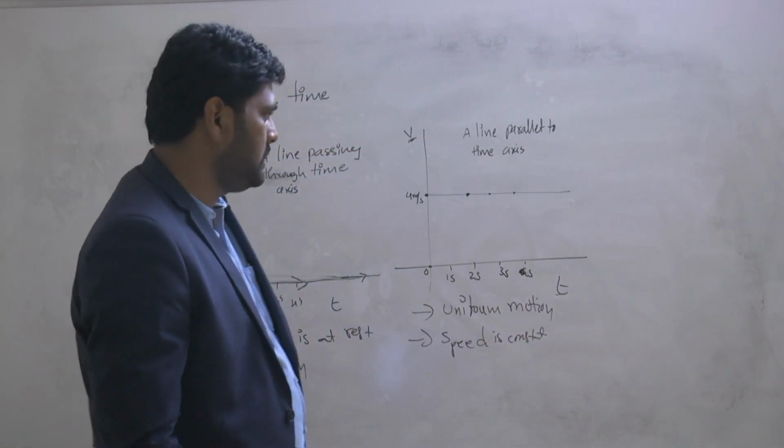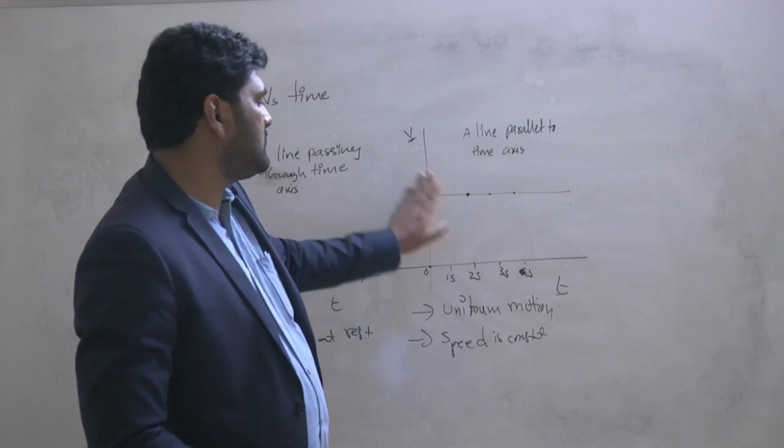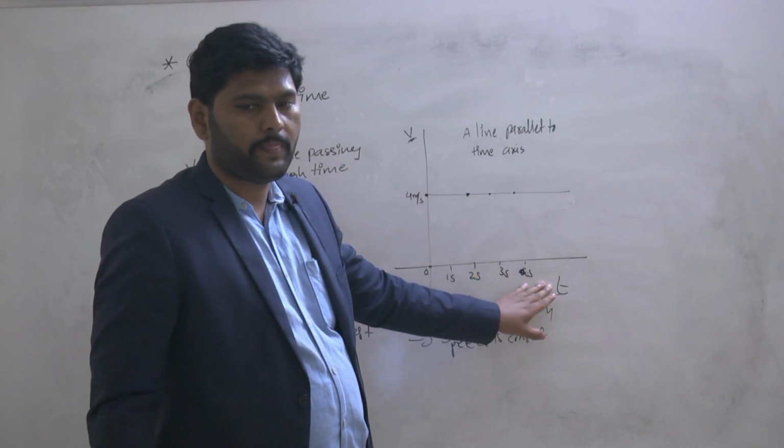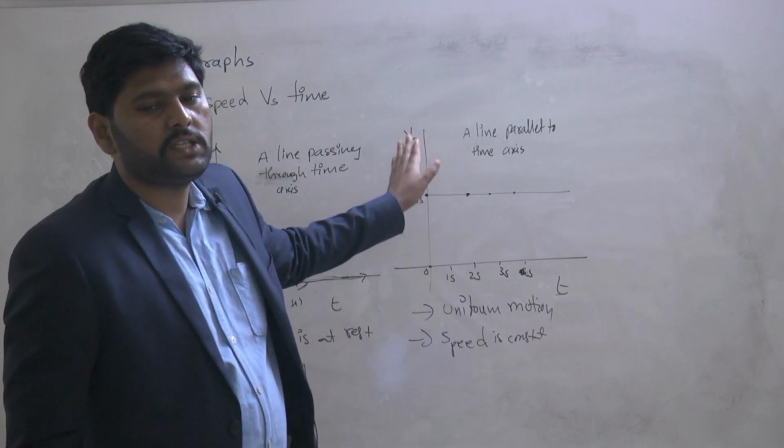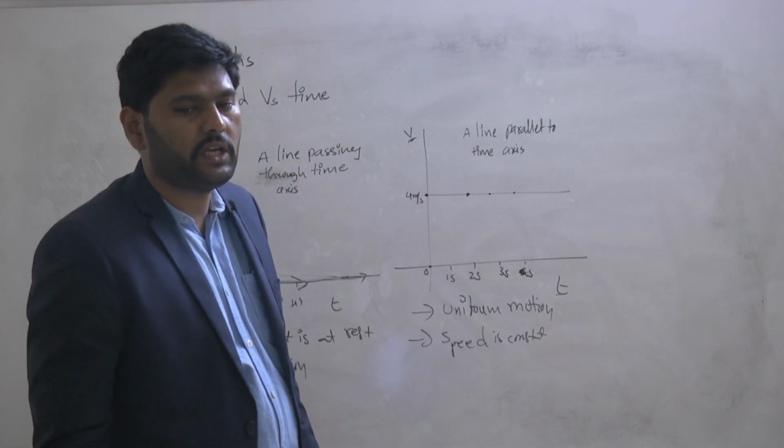Now here is one more question. This is a speed versus time graph. Yes, sir. For the same uniform motion in the distance versus time graph, which graph will it show?